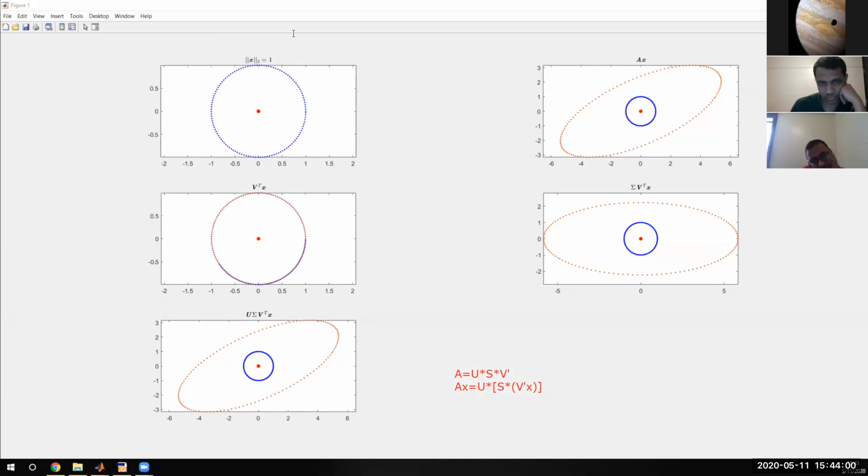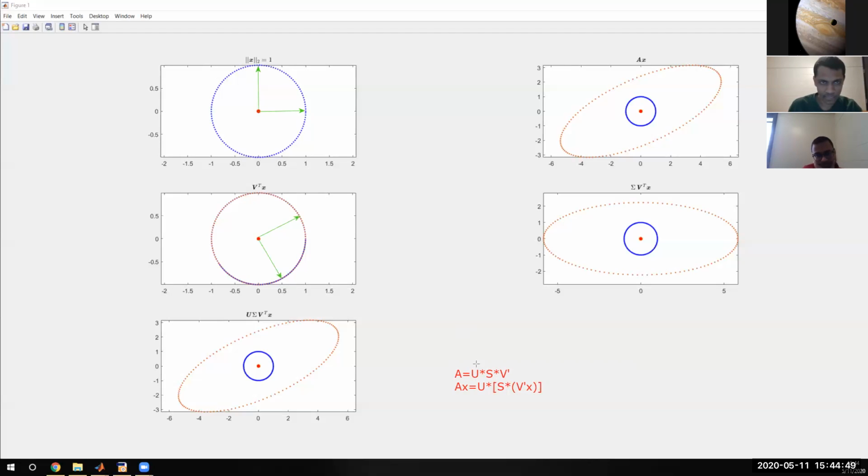Okay, let's see. This part is the original disk. This part is V prime times X. You see? All here are blue circles, and here it's partially blue and partially red. You know why? Because what it does is a rotation. If you have two canonical vectors, it's going to rotate them, for example, something like this way. And of course, it's still a circle, so these two coincide together and you cannot see it. But what it does is a rotation.